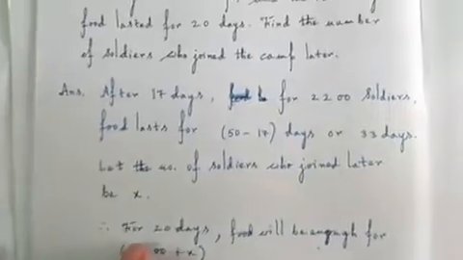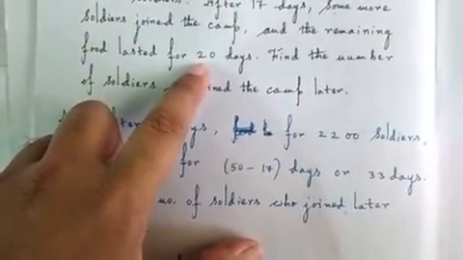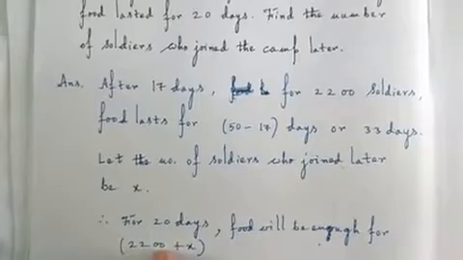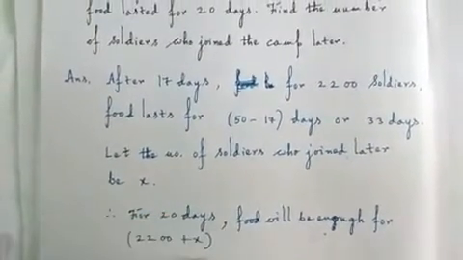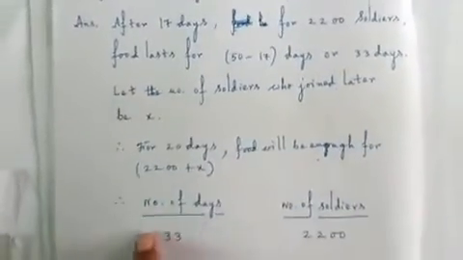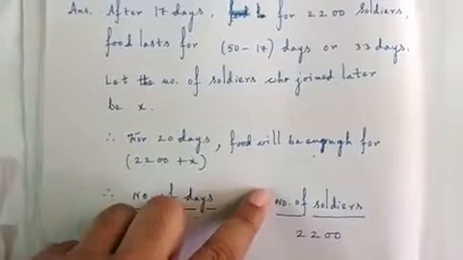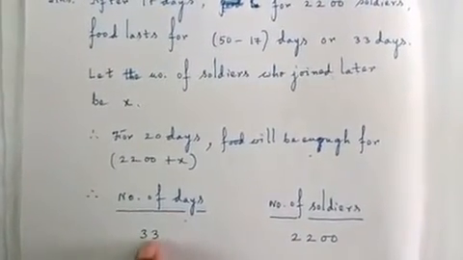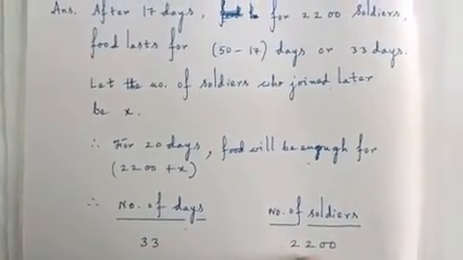So now for 20 days, the food lasted for how many soldiers? The new number of soldiers, or the total number of soldiers now. So for 20 days food will be enough for 2200 plus this x. This is the total number of soldiers now after the new soldiers joined. So now let us arrange them. Number of days is one physical quantity, number of soldiers is another physical quantity. So first, after 17 days we'll start: 33 is the number of days, and the number of soldiers before the new soldiers came in is 2200.